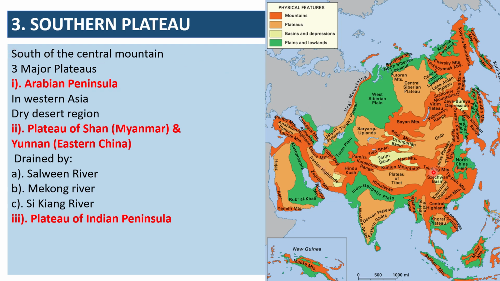This region is the central mountain, Pamir Knot and Armenian Knot. This is the central mountain, and these regions, Shan Plateau, Yunnan Plateau, plateau of Indian Peninsula and plateau of Arabian Peninsula, are present south to the central mountain regions.